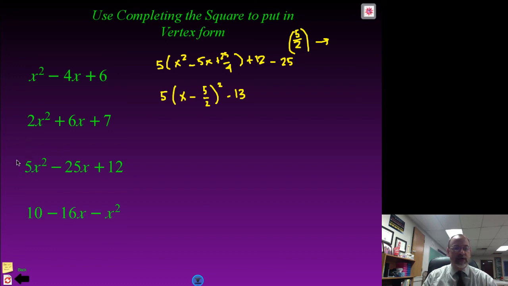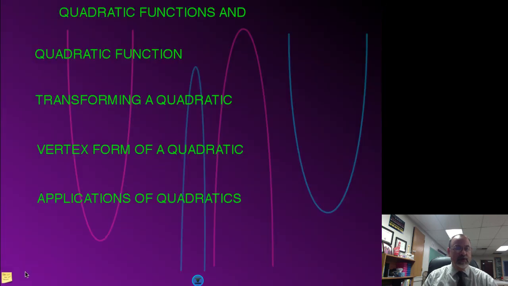All right, I'm not going to do that last one there. Sorry, I popped that up just to entice you, but I'm not going to do that. So I'm going to go back and then just real quickly talk about applications of quadratics.